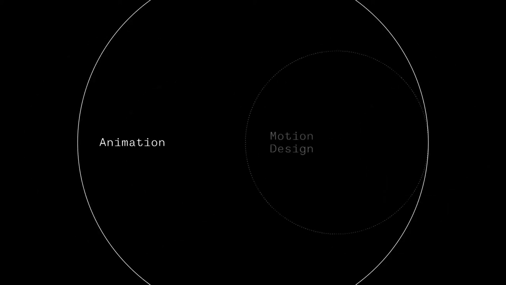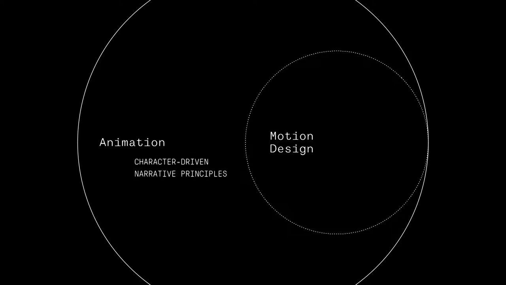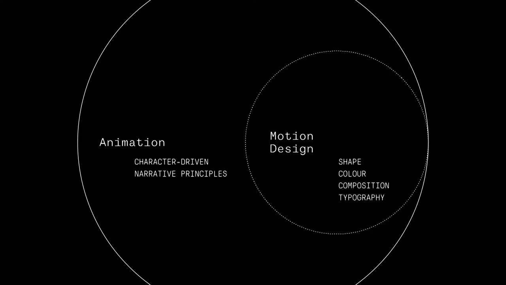Animators, in the traditional sense, rely heavily on characters and narrative principles to communicate ideas, so the people who bring the Pixar movies to life would be considered animators, while motion designers use design, like shape, color, composition, and typography to tell our stories. So people like Saul Bass, Oskar Fischinger, and modern day title designers like Karin Fong and Garson Yu are all motion designers.